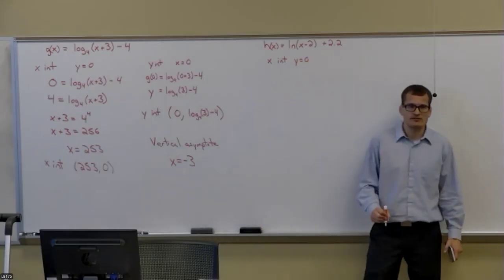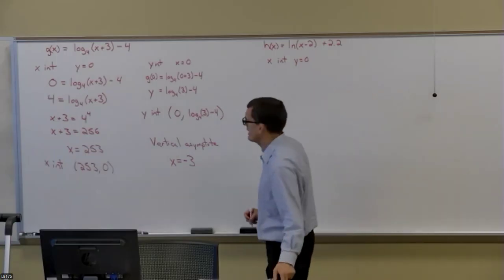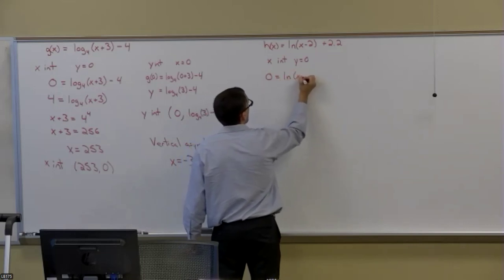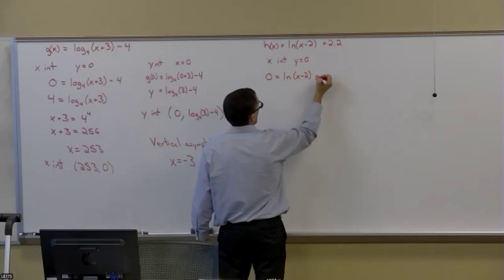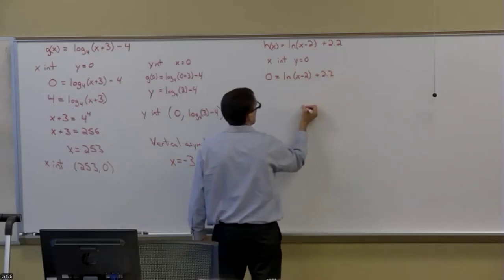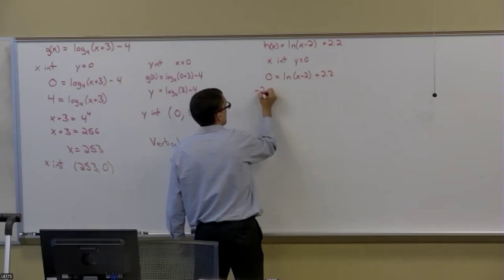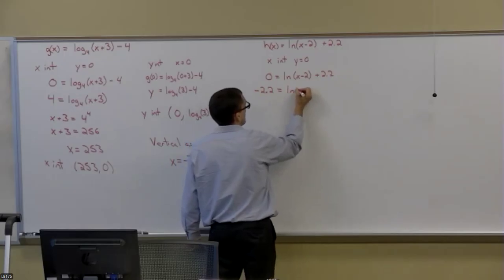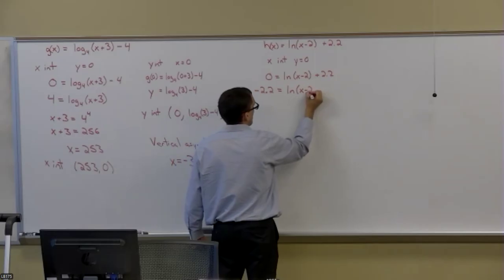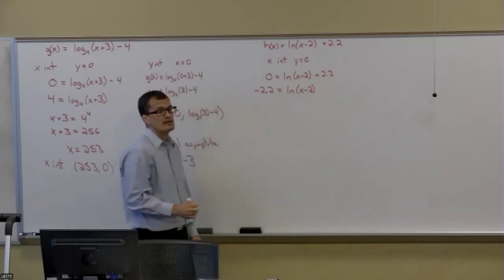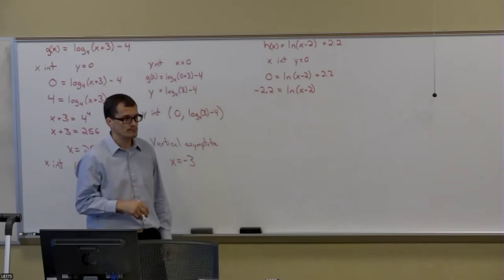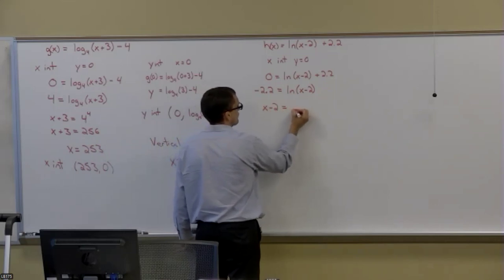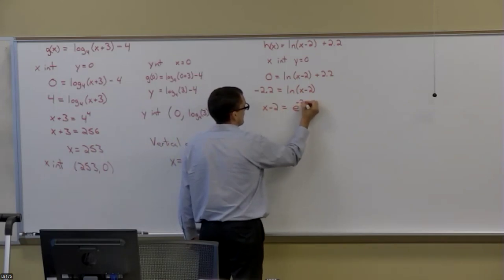Let's do the same thing for h of x. If I do the same thing for h of x, what I get is a y value of 0 when I'm finding the x-intercept. If I subtract 2.2 from both sides, I get -2.2 is equal to the natural log of x minus 2. Then I rewrite this in exponential form. This means that x minus 2 is equal to e raised to the -2.2 power.